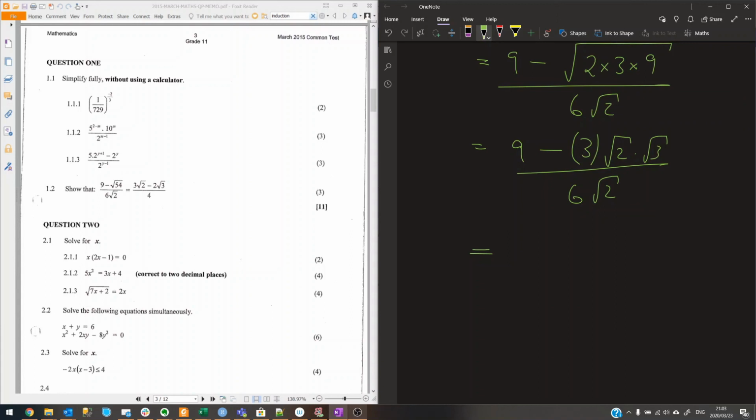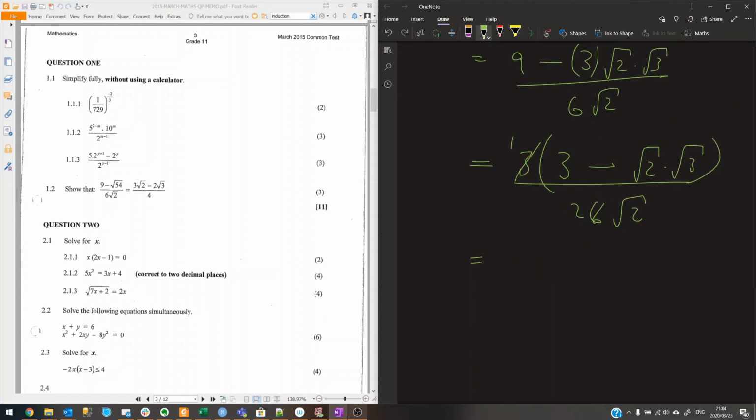Is there a common factor? Yes, there is, 3. So 3 times 9 becomes 3 minus, this 3 was taken out when we factorized, root 2 times root 3. The whole divided by 6 over root 2. 3 and 6 cancel, giving me 2. Alright, we've simplified slightly. Are we any closer? Now, remember they didn't ask us to simplify. They asked us to get what's on the right-hand side, right? So we're not yet there. 3 minus root of 2, root of 3, over 2 root 2.